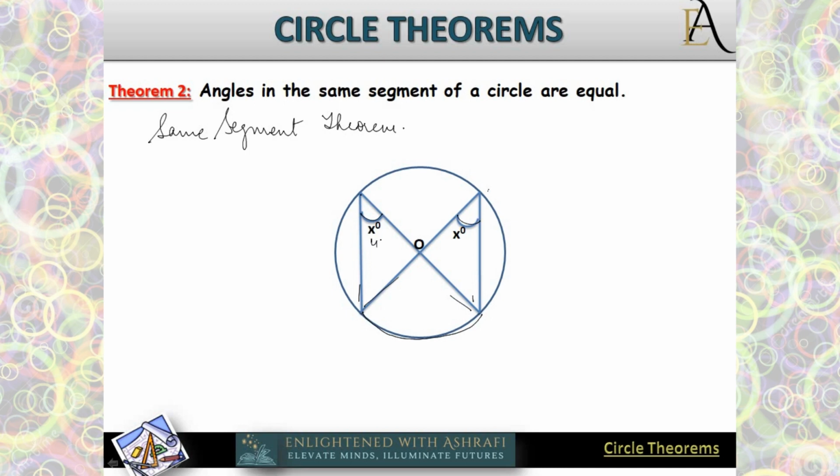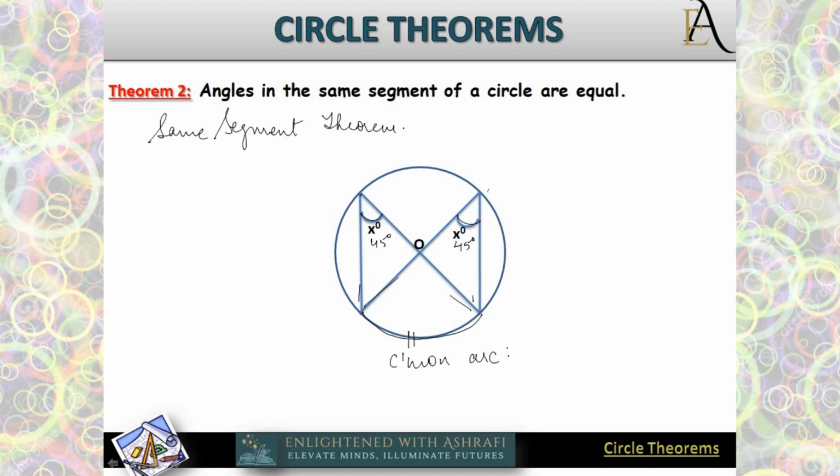So if this is 45 degrees, this is also 45 degrees. We saw in theorem 1, if one angle is at the center and the other is on the circumference, then the one at the center is double the angle on the circumference. Here both angles on the circumference are equal if they have a common arc.